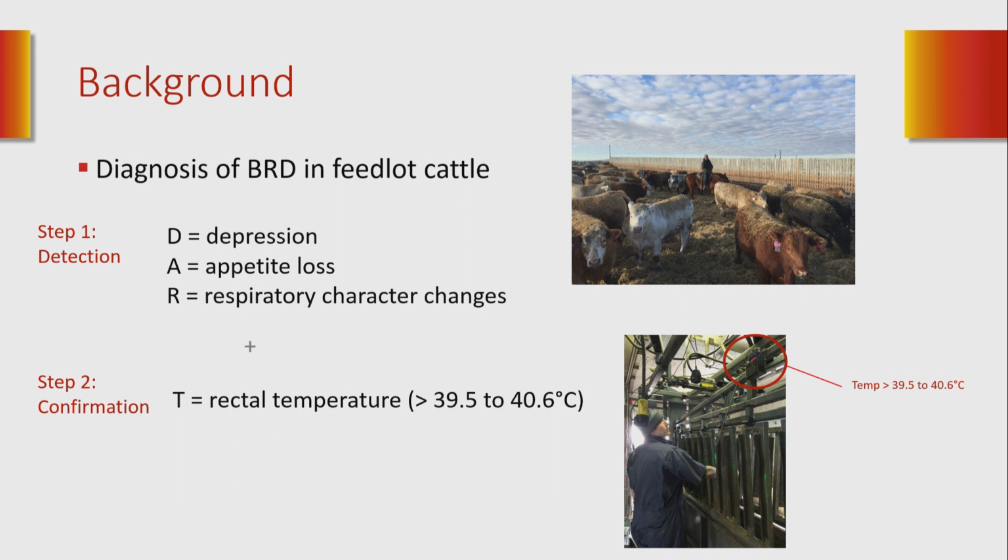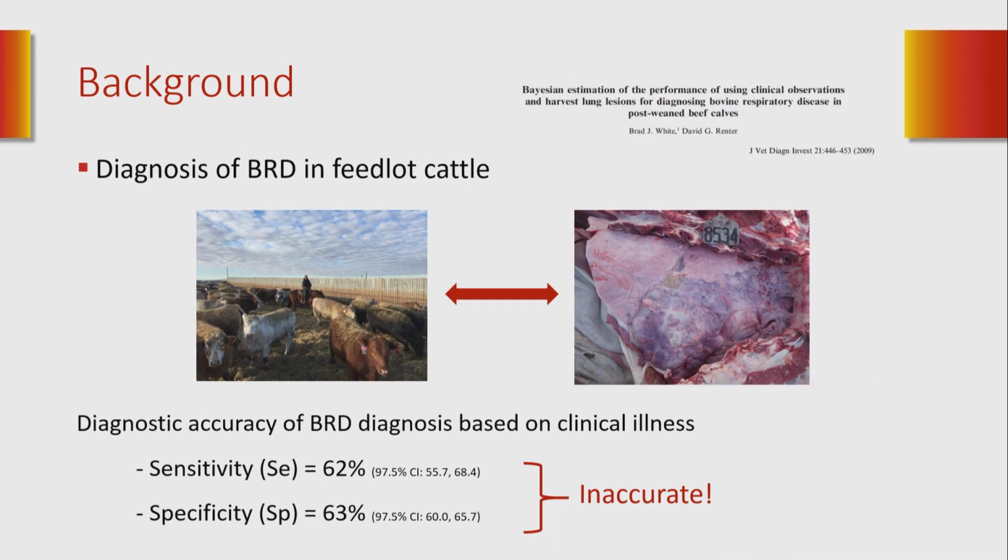But do you think that this method of diagnosis is accurate? Unfortunately, it's not the case. By comparing lung lesions at slaughter with the diagnosis of BRD based on clinical illness, the sensitivity and specificity were recently estimated at only 62% and 63%. This means that on average, 38% of the sick animals are not detected during the feeding period, and that 37% of the healthy animals, or animals suffering from disease other than BRD, are wrongly diagnosed with this condition.